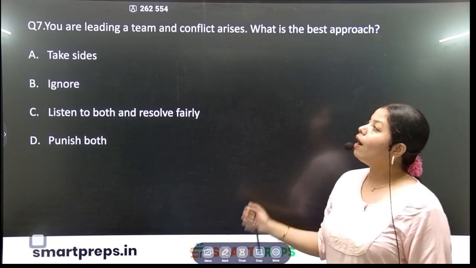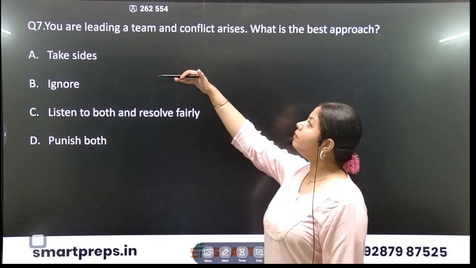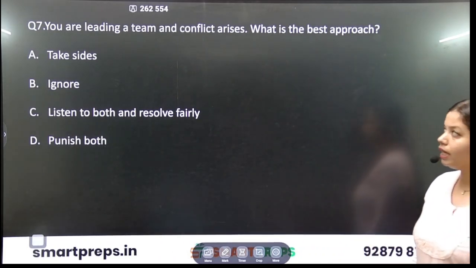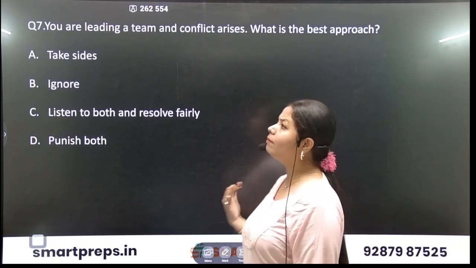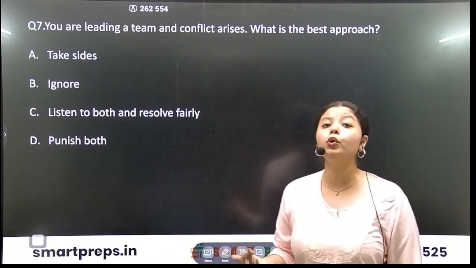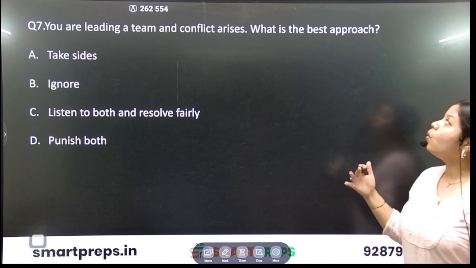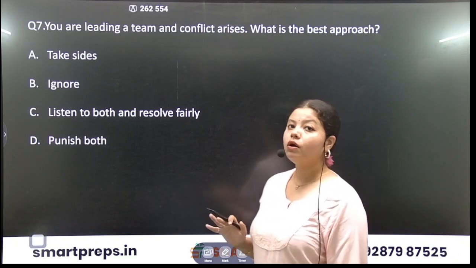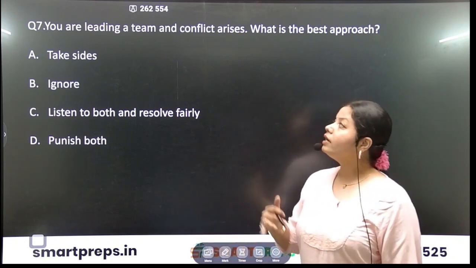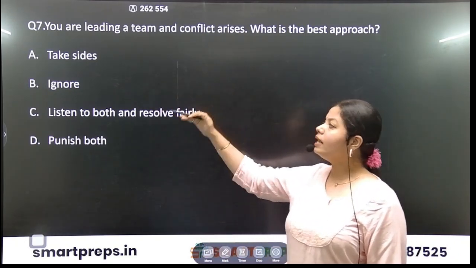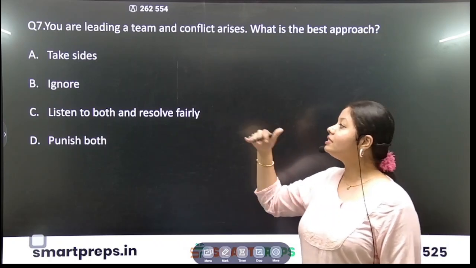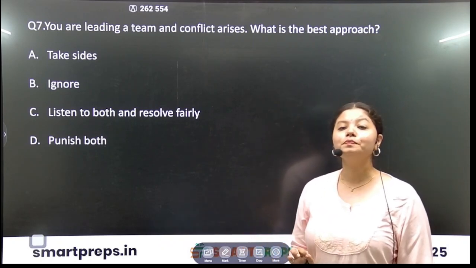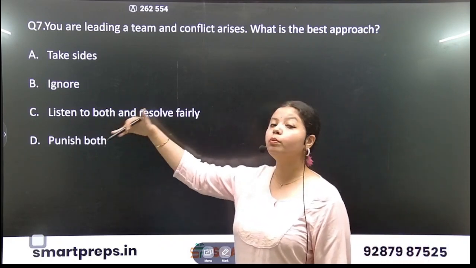Now, next question is, you are leading a team and conflict arises. What is the best approach? You are leading a team and among your team members a conflict arises. How do you resolve that matter? What is the best approach? Will you take sides, or ignore the conflict, or listen to both sides and resolve fairly, or punish both? What will you do? Definitely you have to listen to both the sides.